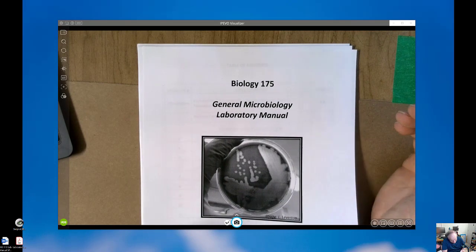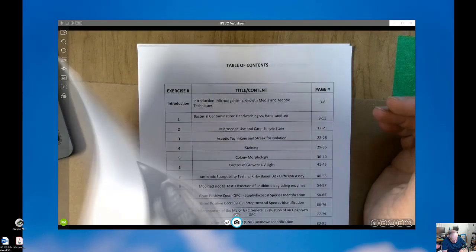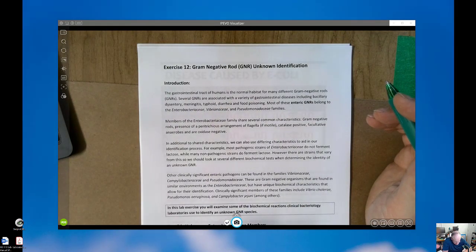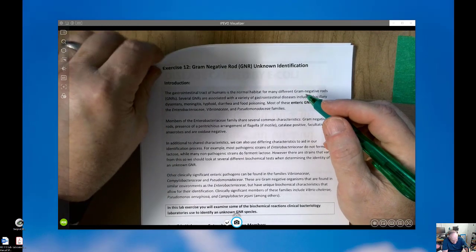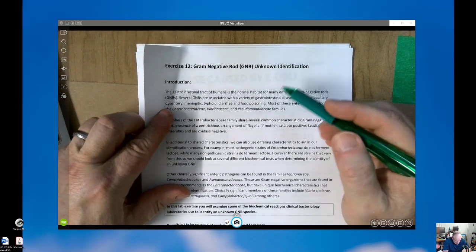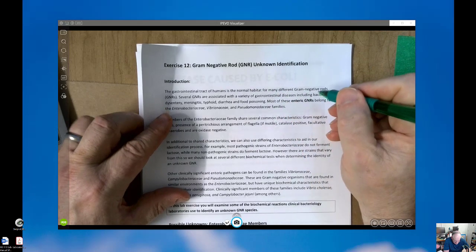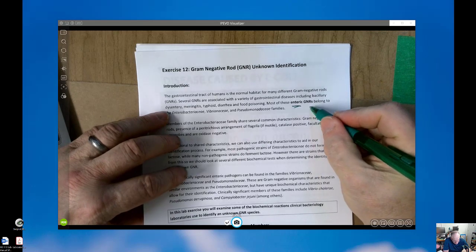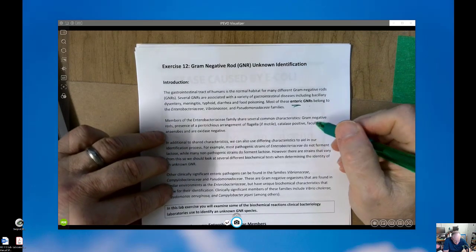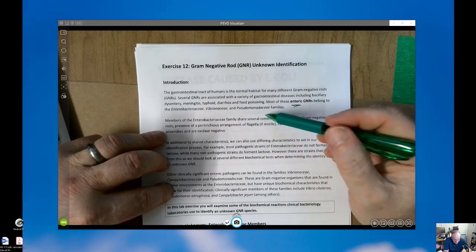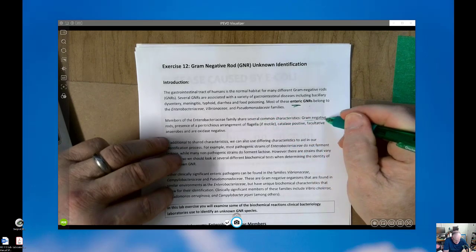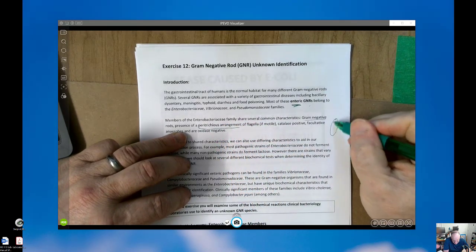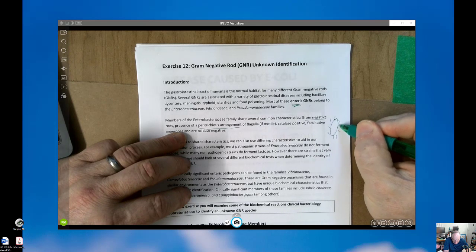Okay, this lab, and these are the handouts that I gave you that are in Word format, is dedicated to exercise 12, the gastrointestinal tract, of course. We're shifting to the enteric gram-negative rods. The GNR is gram-negative rod. Members of the Enterobacteriaceae family are gram-negative rods with peritrichous flagella. In other words, bacteria with flagella all the way around.